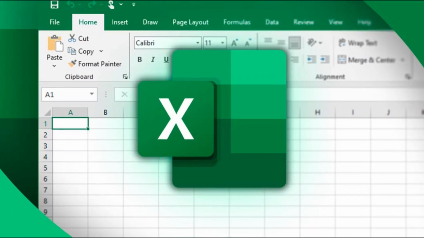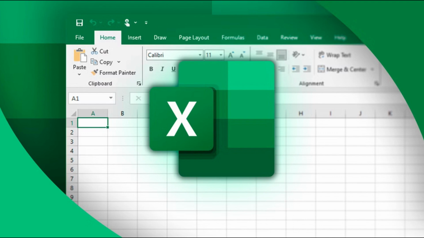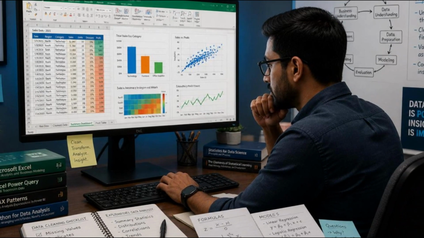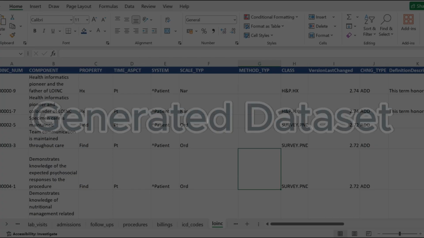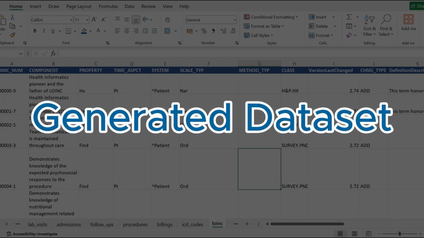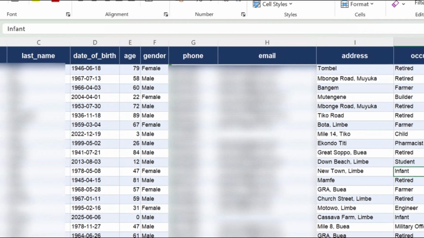For this episode, I've exported the generated data from our Northbridge Hospital database into Microsoft Excel, where we'll perform data cleaning, quality checks, and exploratory analysis. Before we start cleaning the data, let's take a tour of the dataset and understand what information each table contains. Let's begin with the patients table.